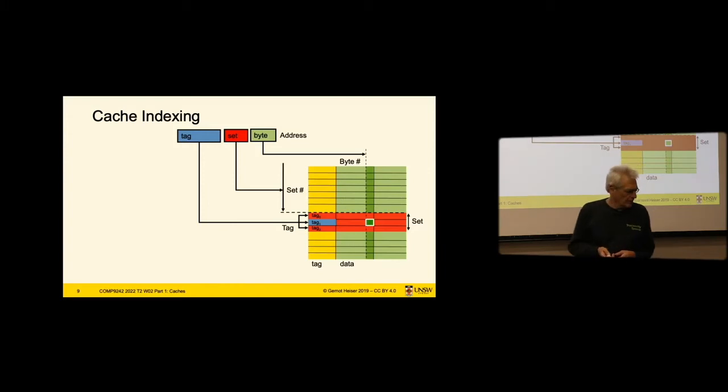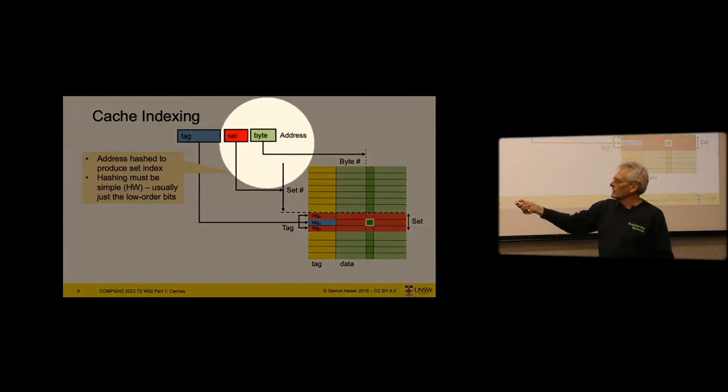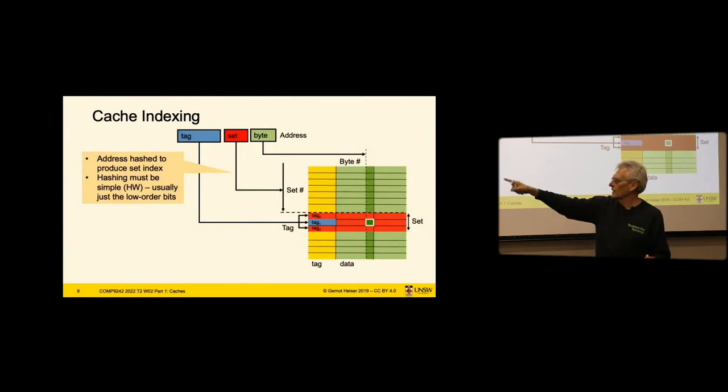Generally speaking, you hash the rest together to compute the index. But in practice, this is implemented in hardware, which means in order to make it fast, it needs to be real simple. And in almost all cases, this is just taking the lowest order bits of what's left. And that's the structure shown here. So you have the byte index at the end, and then the next order bits, and that depends on the number of sets. So obviously, log 2 of the number of sets would be the set index, and this is then just used to index into this array of sets.